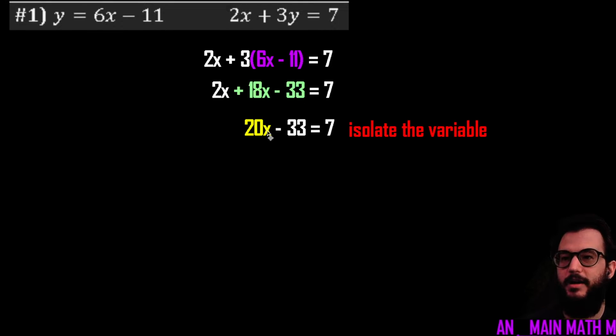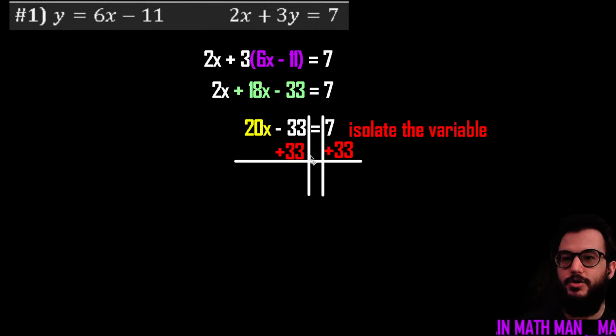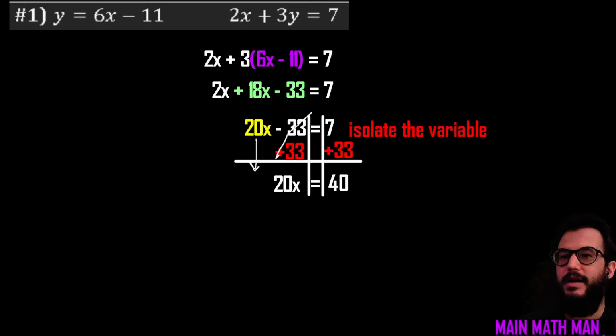Now we're trying to get that variable by itself, so I'm going to make sure I use my inverse operations in red. And so I'm going to kind of draw my railroad tracks if we need to, but I'm going to add 33 to both sides. Whatever I do to one side, I have to do to the other. Again, otherwise your equation becomes unbalanced. So now I have on my left side 33's cancel out, and the 20x comes down, so I have 20x equals 7 plus 33, which is 40.